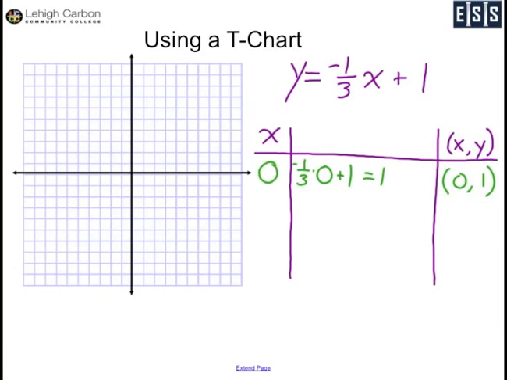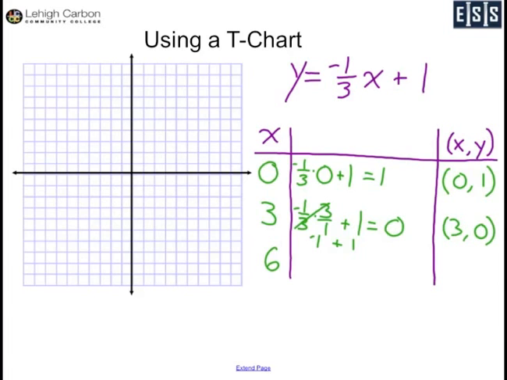I want to find 2 more points, so I need to pick 2 more x's to use. Since in this case I'm multiplying x by negative 1/3, I'm going to pick 3 and 6, since those are both multiples of 3. Negative 1/3 times 3 plus 1. Negative 1/3 times 3, this 3 is over 1. 3's are going to cancel. So I'm going to have negative 1 over 1, which is just negative 1, plus 1, which is 0. This point is at 3, 0.